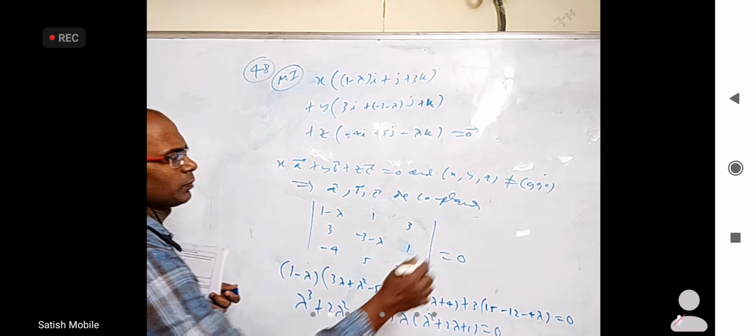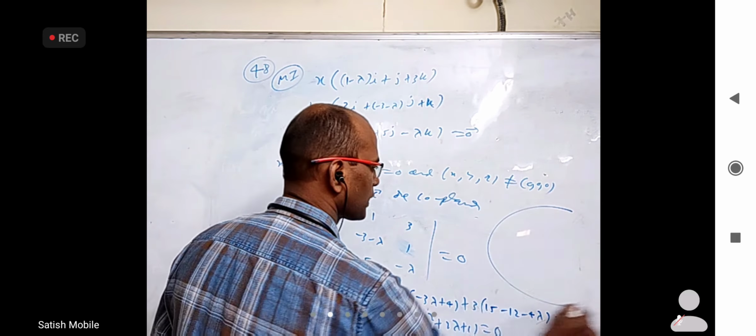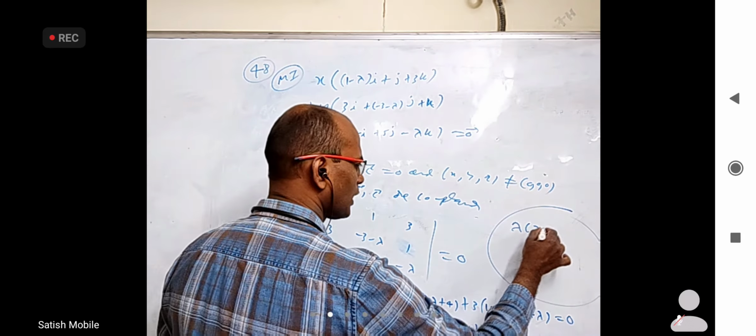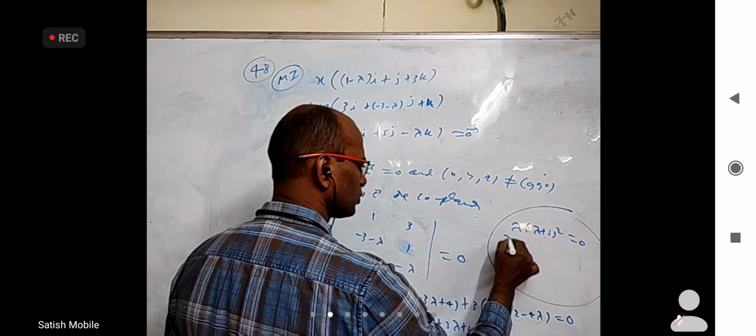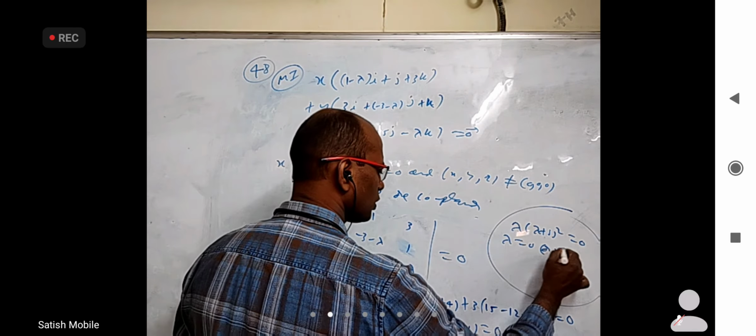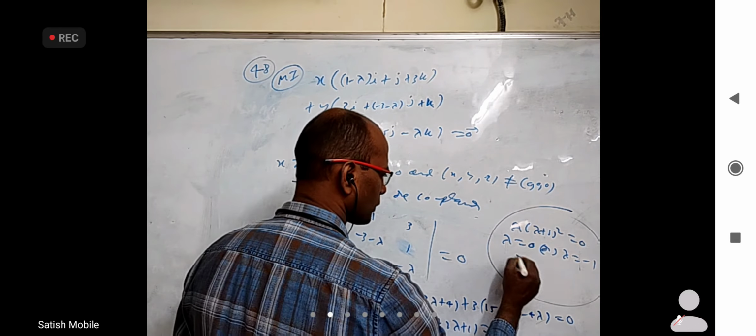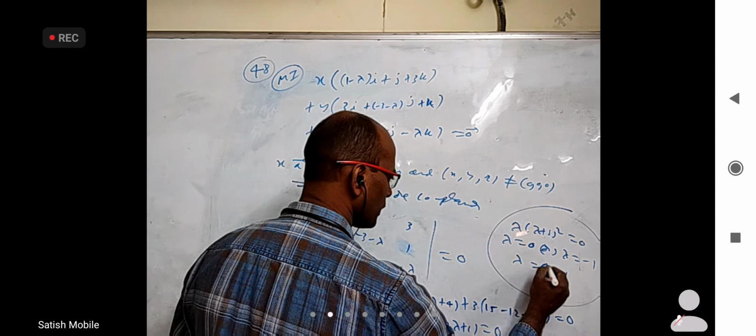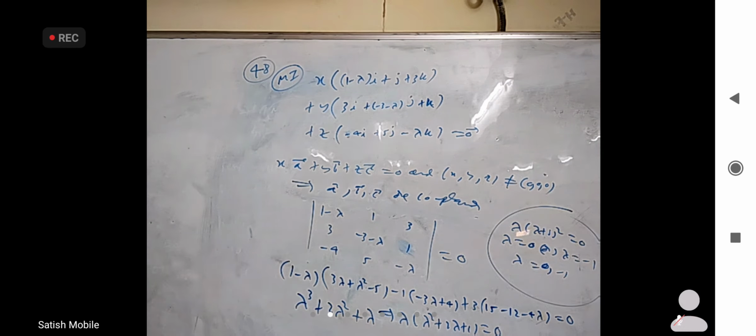I am writing here. Lambda into lambda plus 1 whole square equal to 0. We'll get lambda equal to 0 or lambda equal to -1. So lambda is either 0 or -1. Option B.